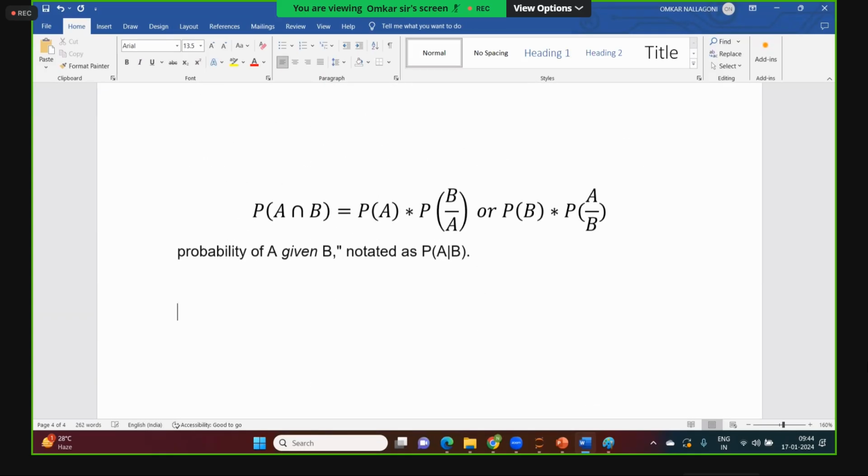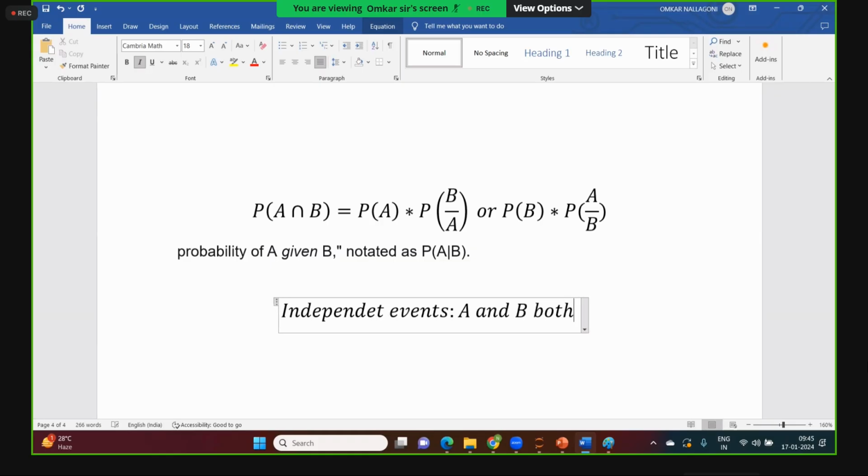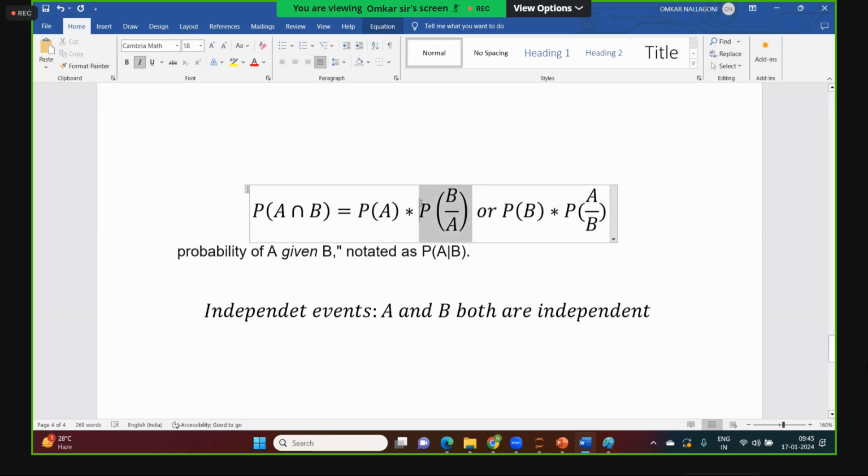Now the special case. The special case is called independent events. So A and B are both independent. Both are independent.